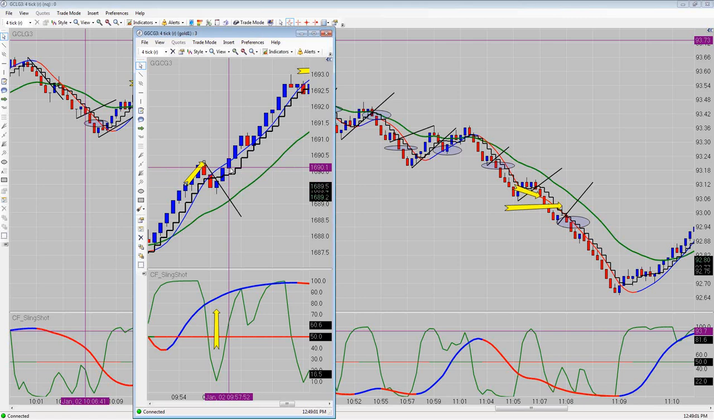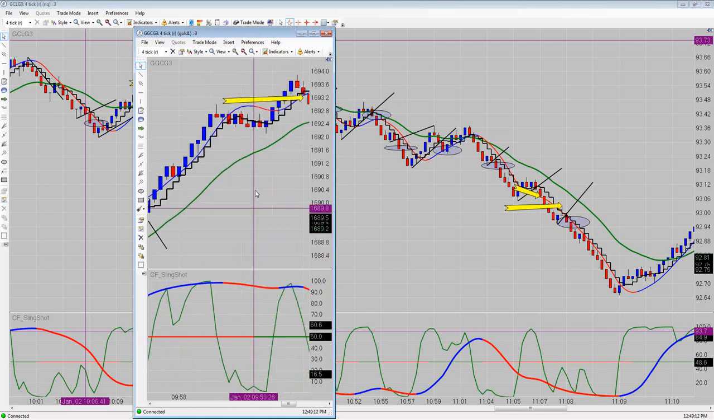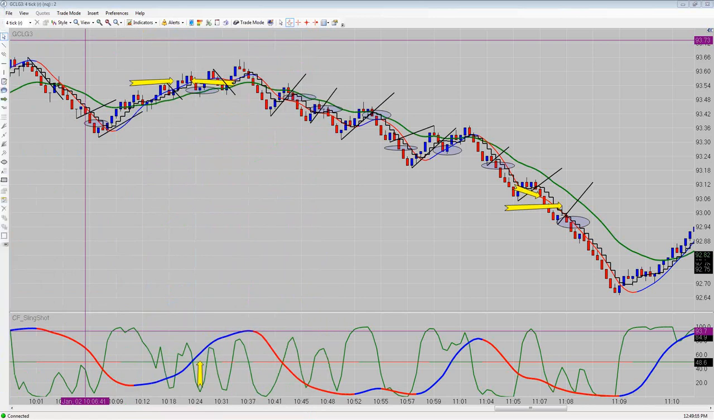1690.1, and that's what I did. I put my order in there, got long at 1690.1. As soon as the bar closed, you see it drew down 1 tick to 1690. And it ran up. That's how I try to do it for everybody in the live trading room.